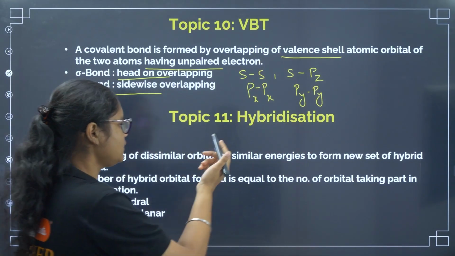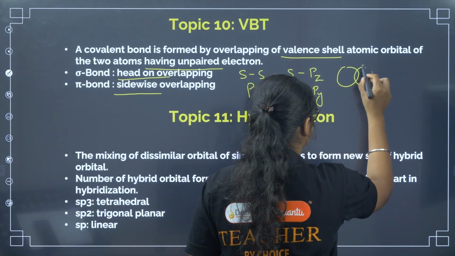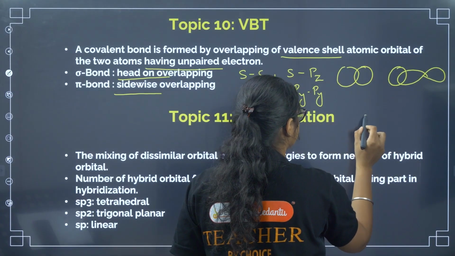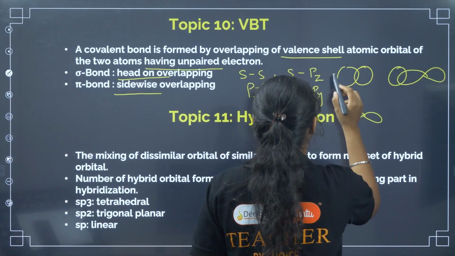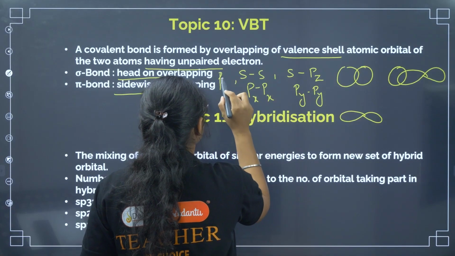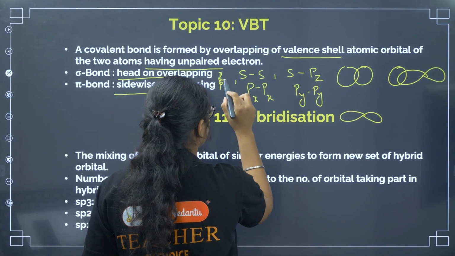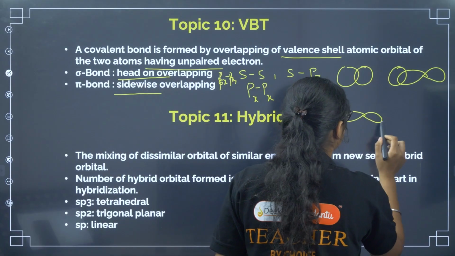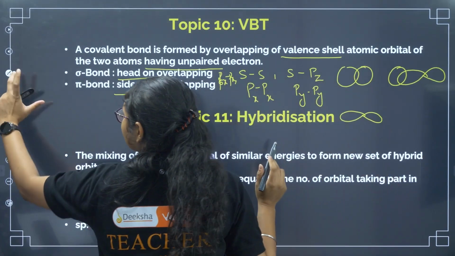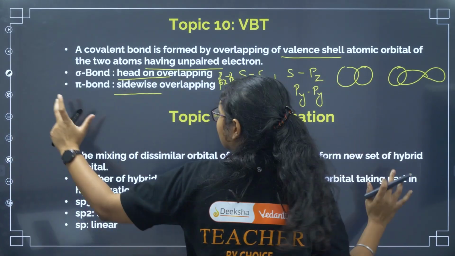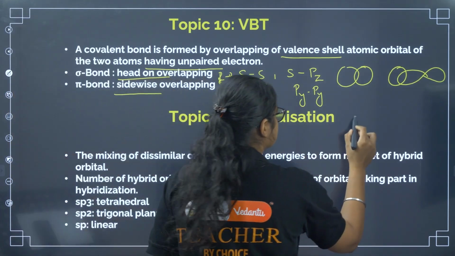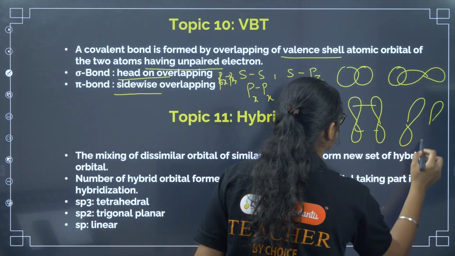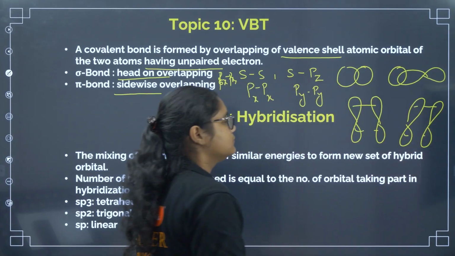Okay. So how it looks: s-s will look like this, s-p will look like this, and we have px. px can also form a sigma bond. Then if we have one more, we can have one more sigma like this. This will form your pi bond, and we can have it like this. This can form your 2 pi bonds.